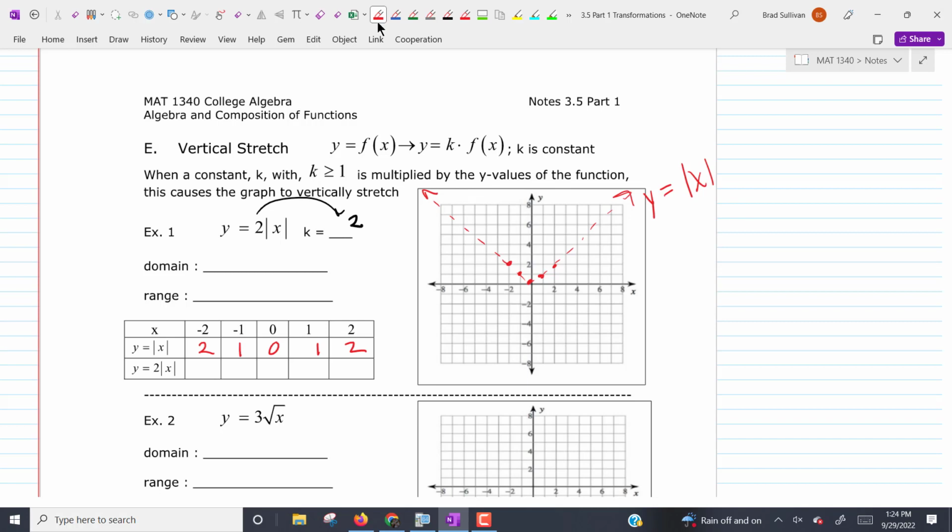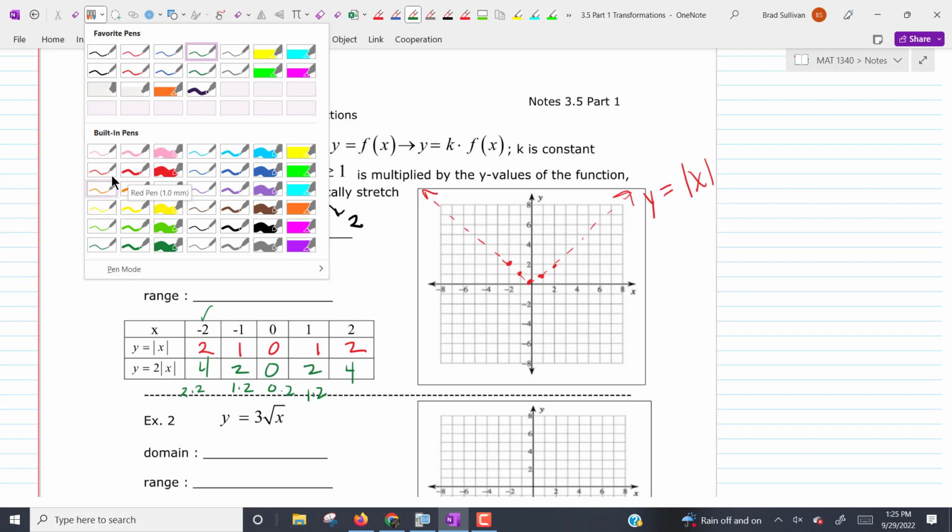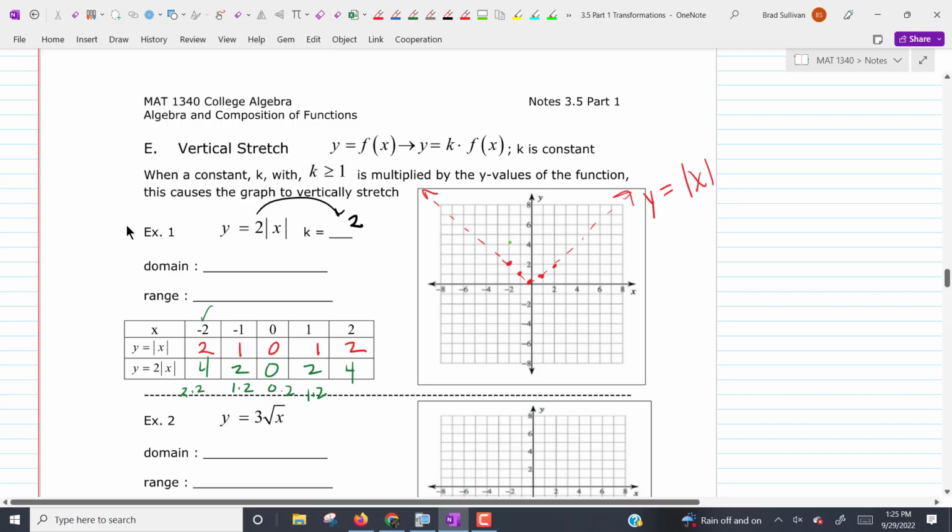Okay, so you can do that in your head if you want to. So just do 2 times 2 is 4. 1 times 2 is 2, 0 times 2 is 0, and then 1 times 2 is 2, and then 2 times 2 is 4. Okay, that's what the problem says, multiply by 2. 2 times the absolute value of x. So now if you plot these points, you'll have the point negative 2, 4. Now remember, look at the original x value when you're doing this. So we got negative 2, 4. We have negative 1, 2, 0, 0, 1, 2, and then 2, 4 like that.